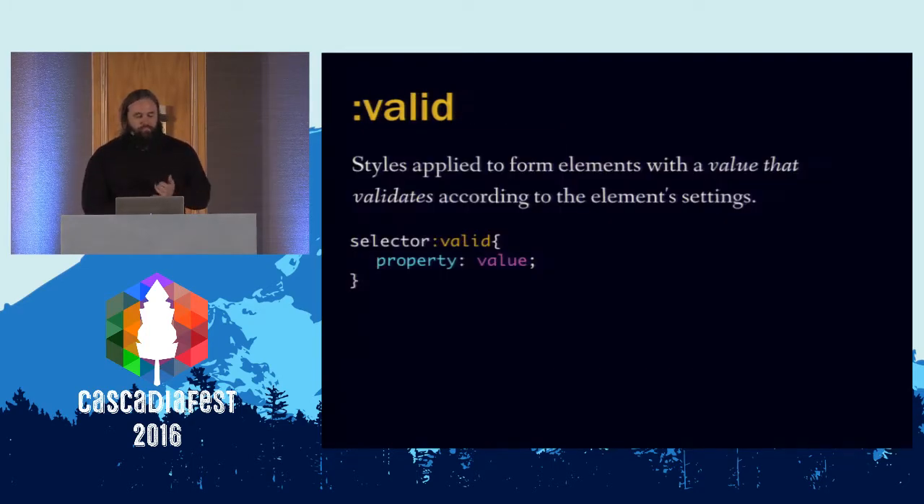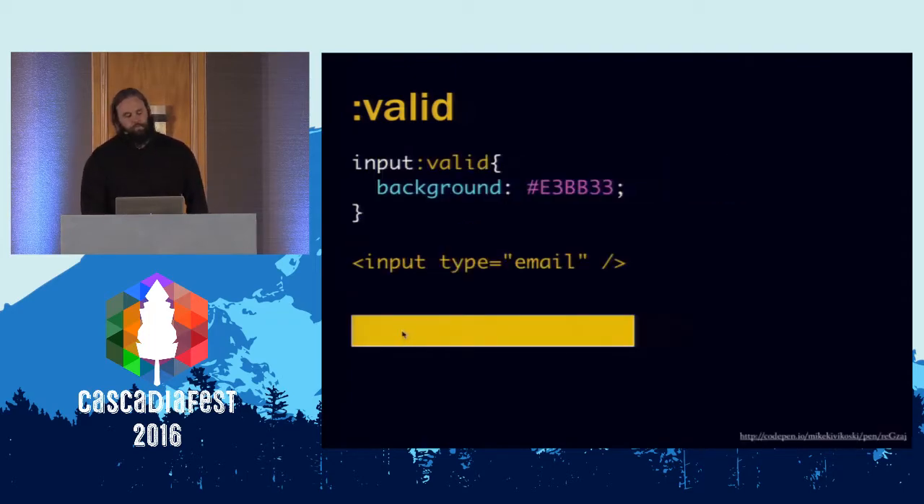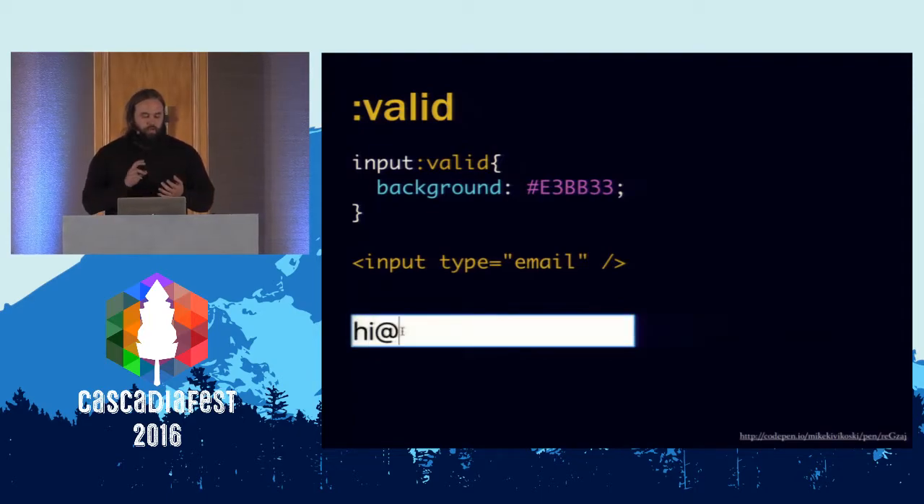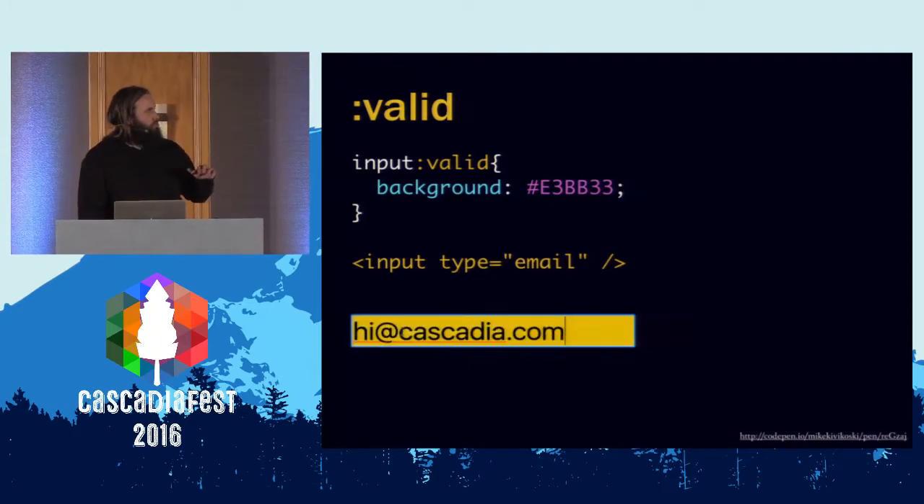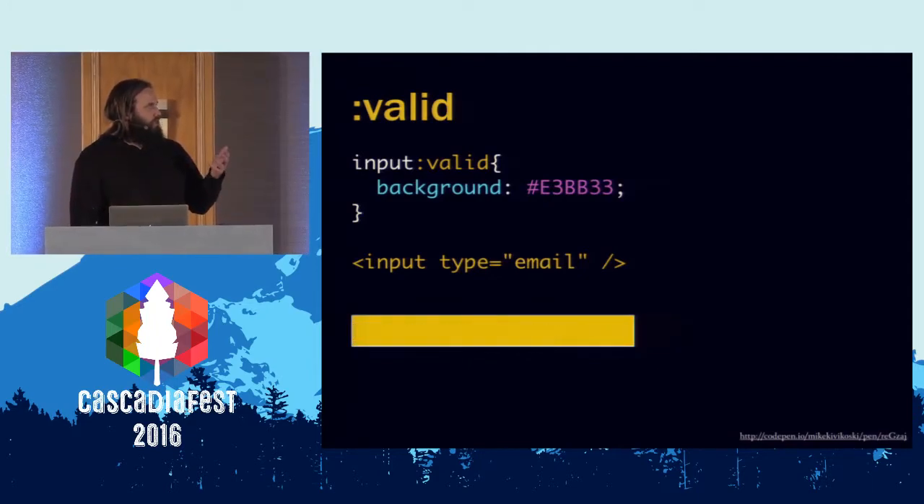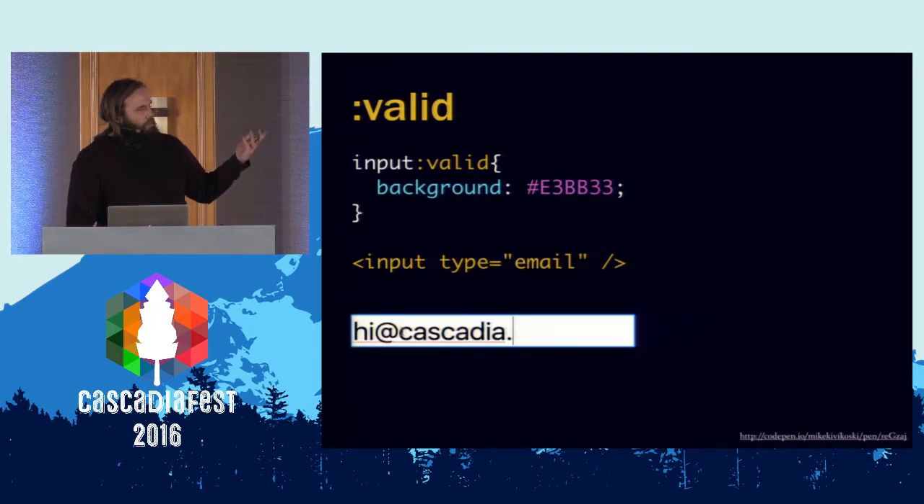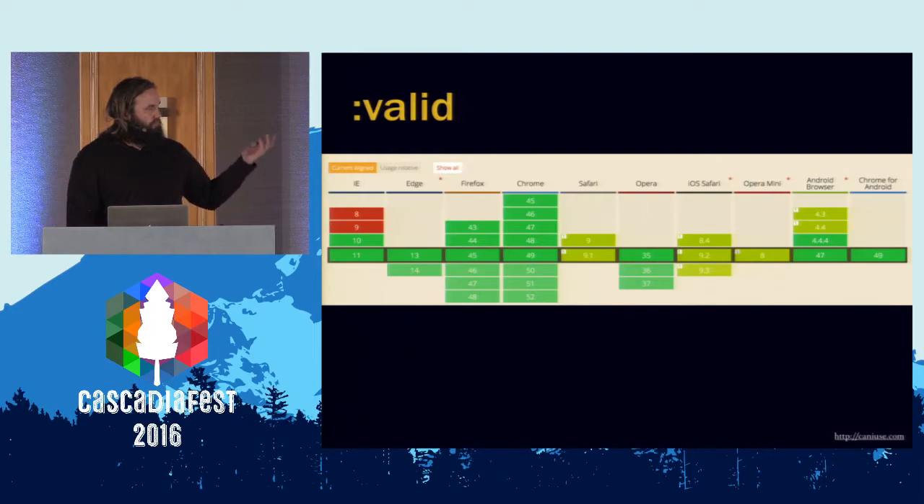Valid. So styles applied to form elements with a value that validates according to our element settings. So these are your HTML5 inputs. You've got email, URL, number, telephone, date. And the browser does a pretty good job out of the box of validating it. If you'll notice though, before anything is filled in, it's technically valid, and then you start typing, and then it's valid, but there's no dot yet. So it's not 100% there, but it gets you a step closer to your validation. Support is pretty great.